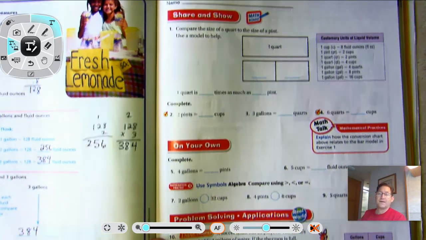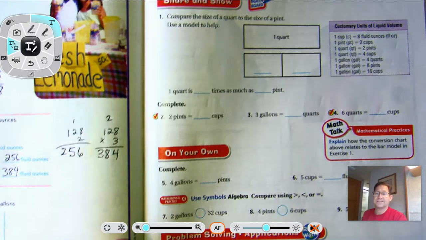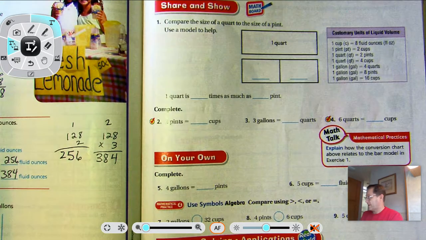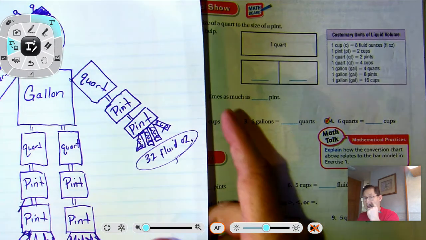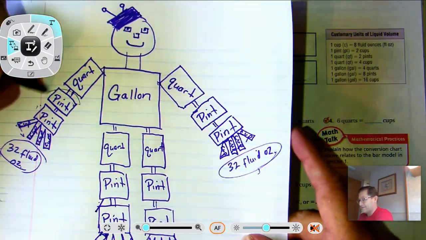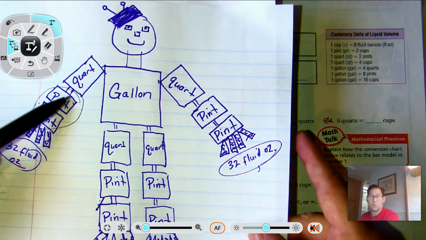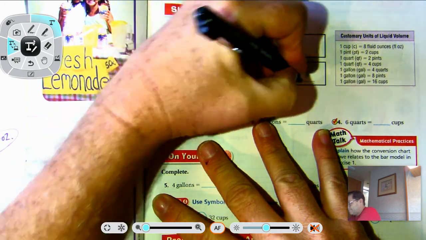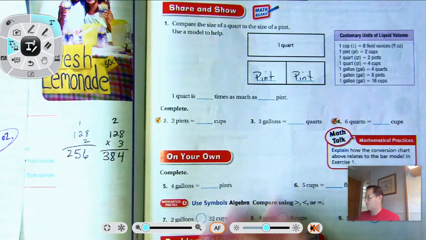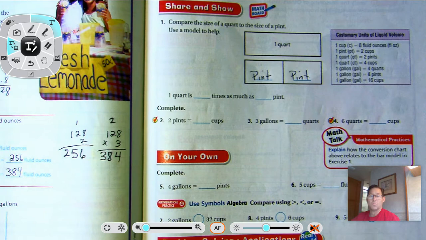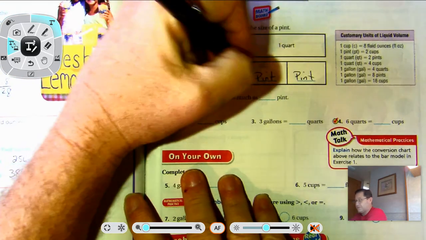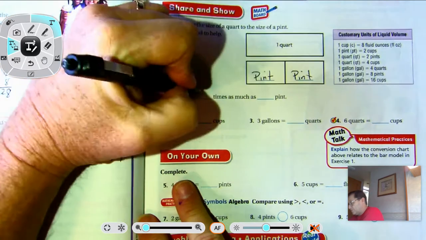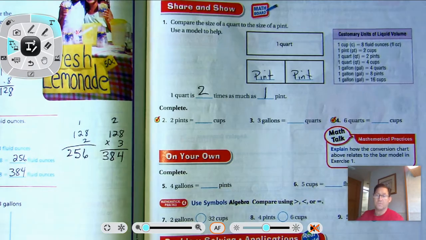485. Compare the size of a quart to the size of a pint. Use a model to help. A quart. Okay, so we notice that a quart, if we are using our drawing, it takes 2 pints to equal a quart. Well, so a quart is how many times bigger than a pint? It takes 2 pints to equal 1 quart. So it's 2 times as much as 1 pint.